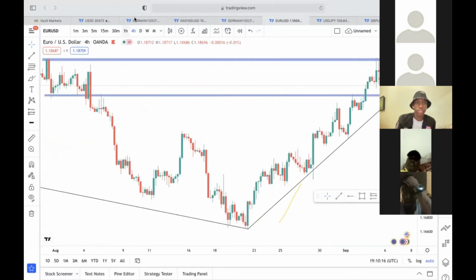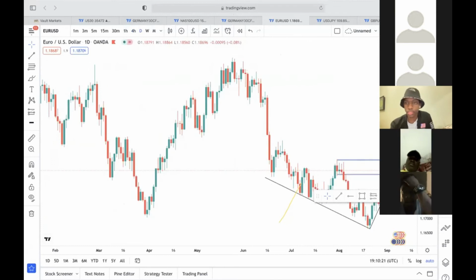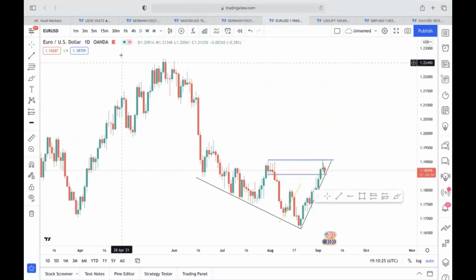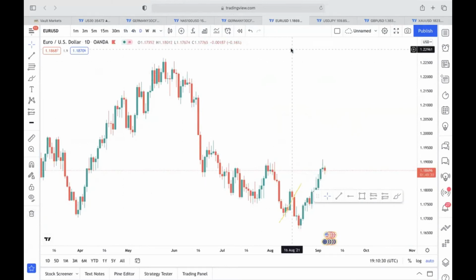Okay, let's go a bit into currencies. I want to delete this yellow drawing. Please be with me, guys. There we go.